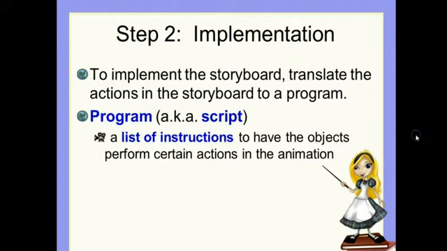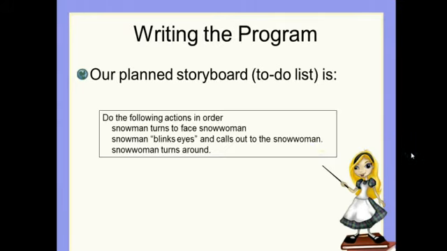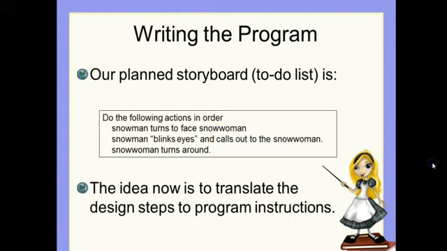So the nice thing about Alice, drag and drop, you can just test it out. So what you're writing is a program, and we've talked about it. This is a list of instructions that's going to have the objects do things. So how do you write it? Well, the plan is this, and you'll recognize this is exactly the same set of words as was in the textual storyboard, and we're going to use this to guide us.